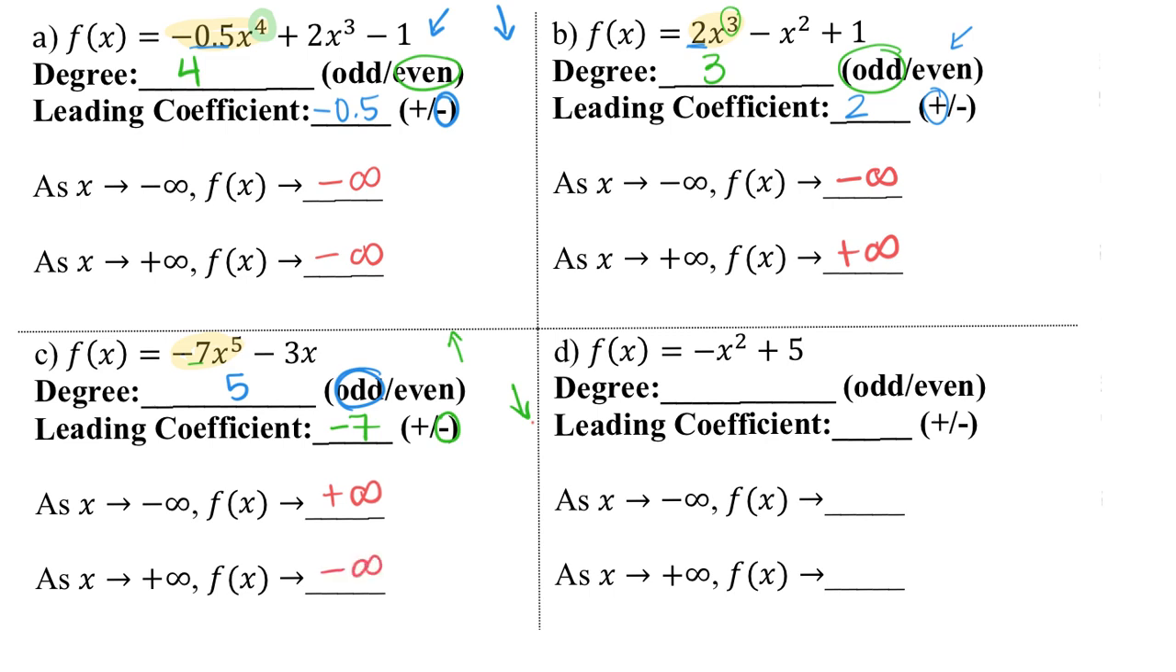Okay, D, f of x equals negative x squared plus 5. Degree 2, which is even. Okay, leading coefficient, it's negative 1. We just care that it's negative, though. Even means it's going to match on both sides. Negative means it goes down on both sides, which actually makes sense because this is a parabola that moved up 5. So it would look exactly like that. Okay, on the left, the graph goes down. On the right, the graph goes down.